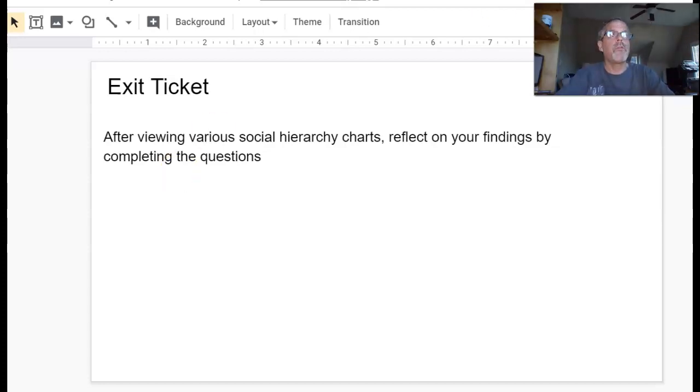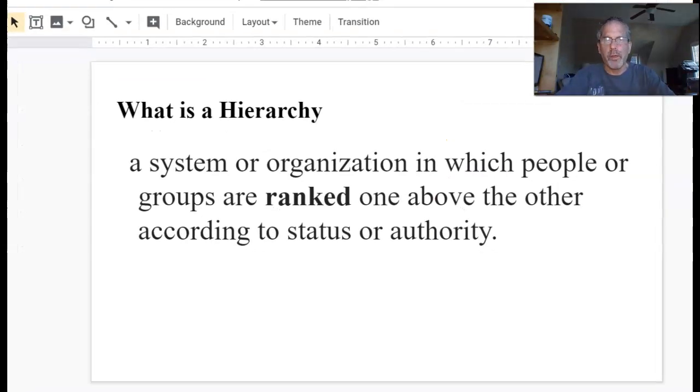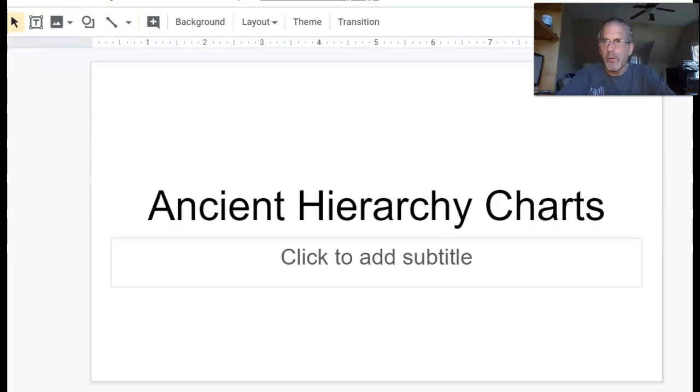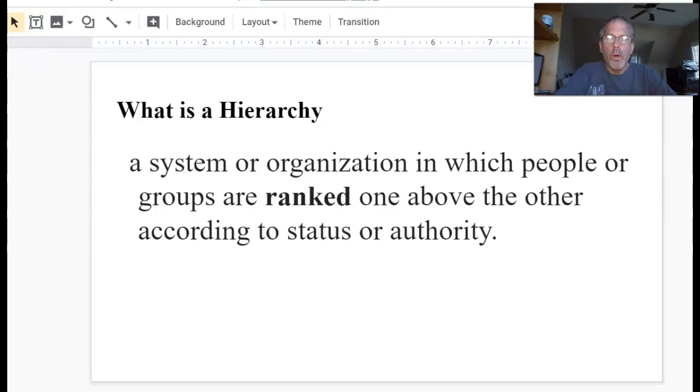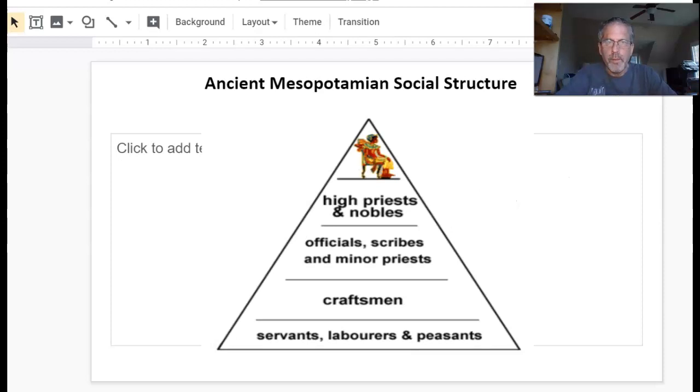Now, let me pull this over here so we can actually see what this looks like. All right, ancient hierarchy charts. Now, what is a hierarchy? It's a system of organization in which people or groups are ranked one above the other according to status or authority. Now we're going to compare some of these just in showing them.